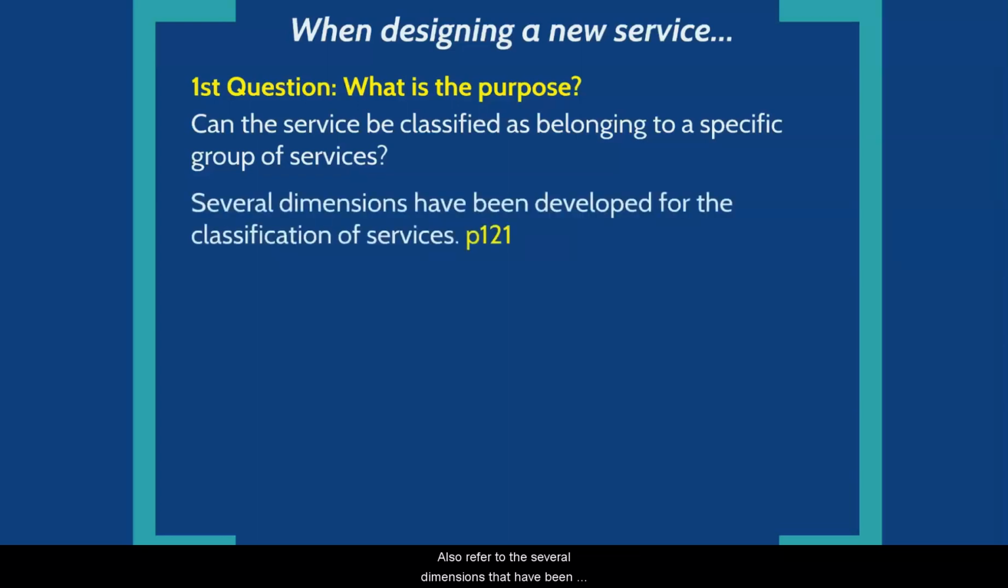Also refer to the several dimensions that have been developed for the classification of services on page 121. First, distinction should be made between equipment-based and people-based services, and this we have done with the classification of services. Then a 2x2 matrix classification contrasting low consumer contact and high consumer contact services with low customization and high customization services. And then lastly, a 3-dimensional classification in terms of the degree of labor intensity to produce the service, the degree of interaction between the customer and the service provider, and the customization of the service to the customer's specification. All of these dimensions should be considered in terms of classifying this new service.